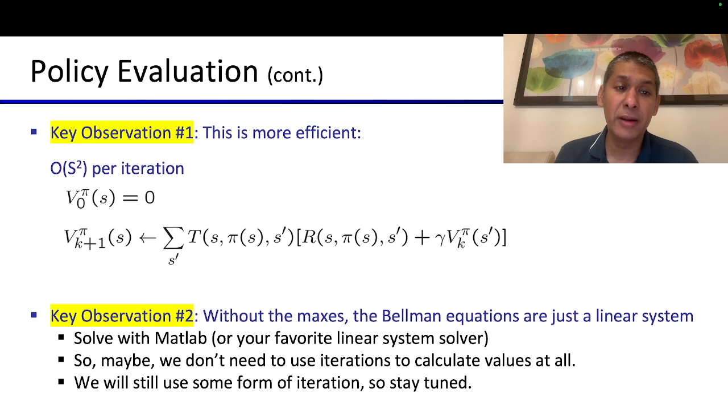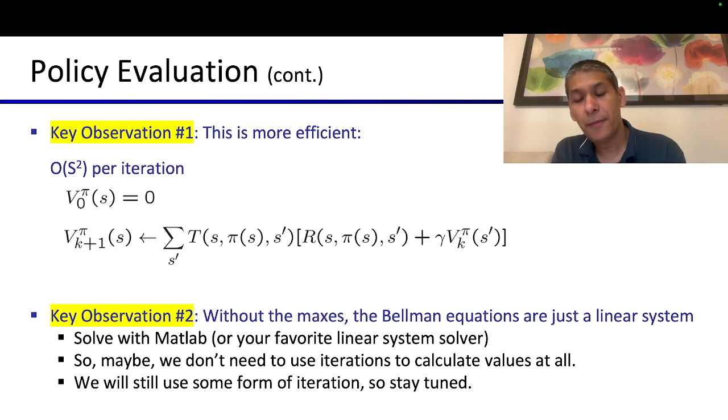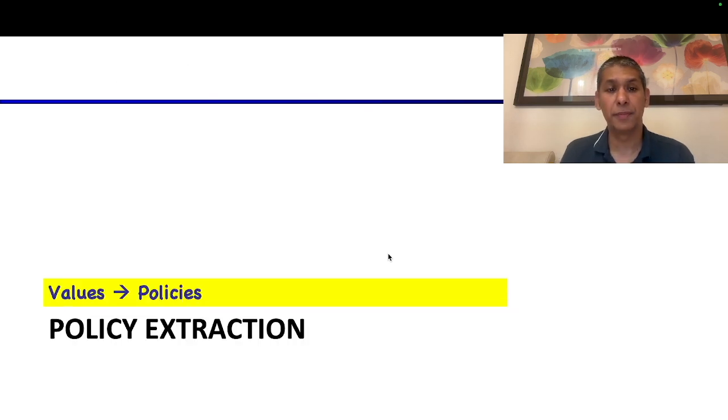However, a bigger observation that we need to make, which is the more important one here, even though the first one jumps out at us, is that if we don't have the max, the Bellman equations are just a linear system of equations over all the V values here. So maybe we don't need to use iterations to calculate values at all. We will still use some form of iteration elsewhere, but for computing these V pi values, we don't need iterations at all. We can use some kind of a linear system solver here, okay?